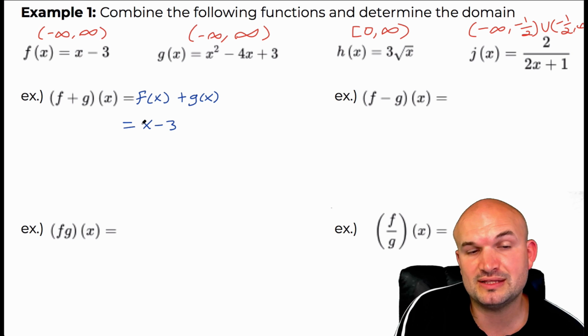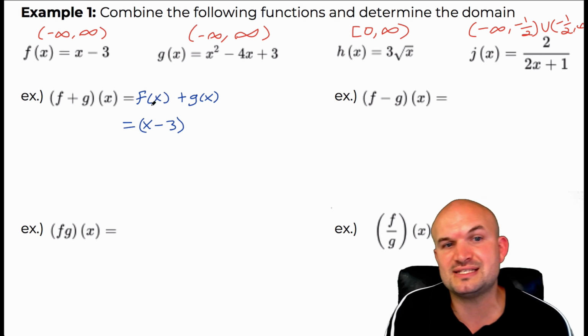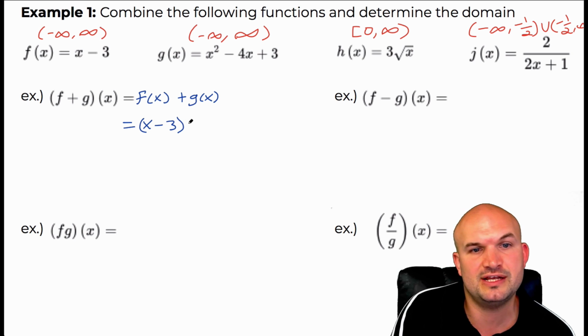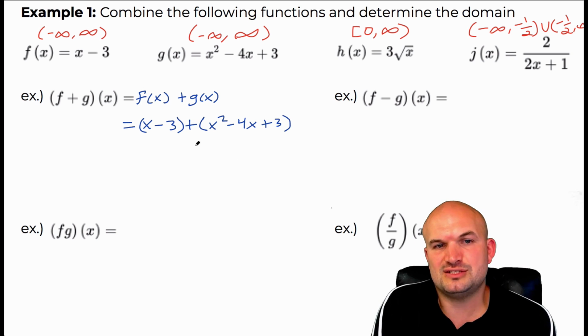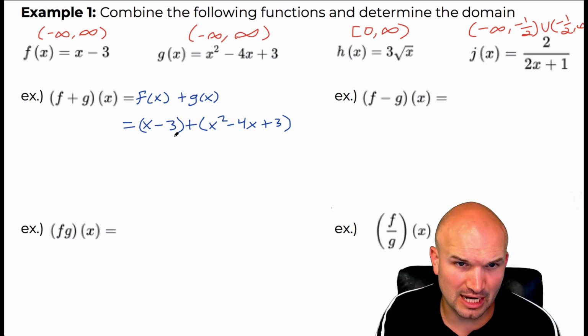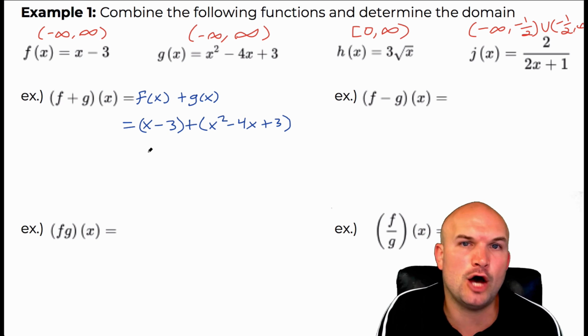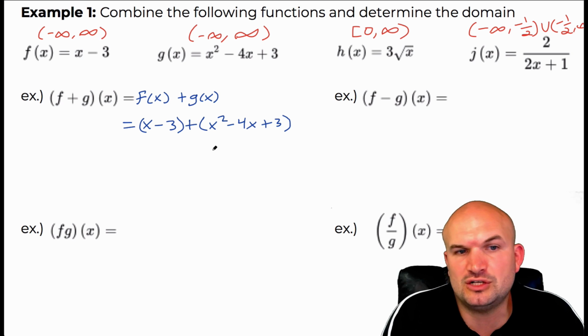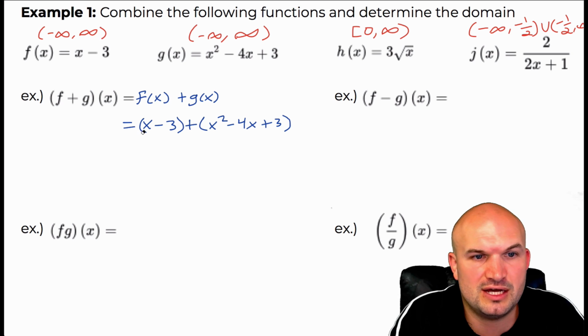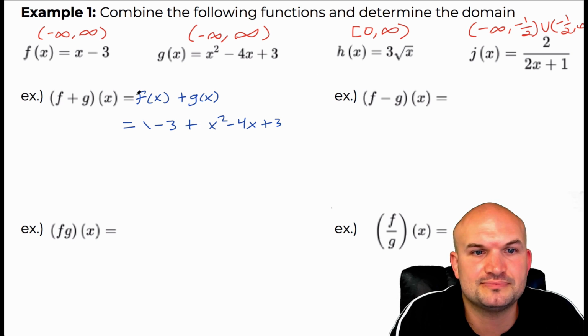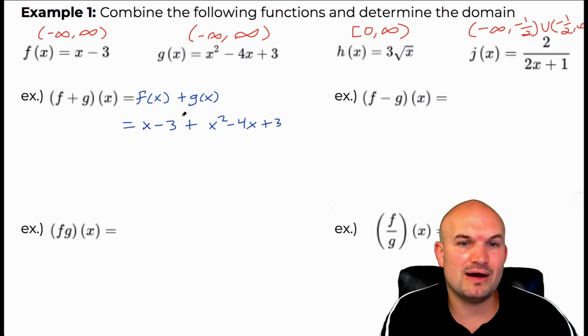Now, you could use parentheses. A lot of times if I'm replacing f of x with its function, you could say x minus 3 plus g of x, which is x squared minus 4x plus 3. But since we're adding, the parentheses aren't really required because they're not helping us with the grouping, because our end result is to combine these. So I'm just going to erase these parentheses here. I didn't mean to erase that x, so let's put that back. Okay, and now I can just group like terms.